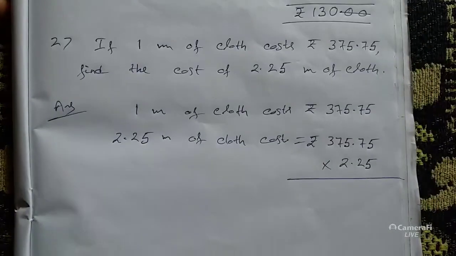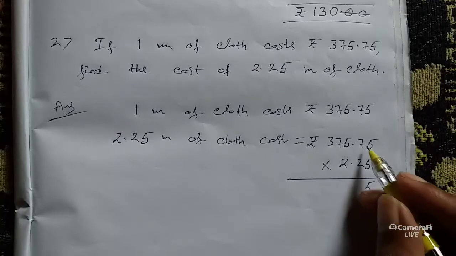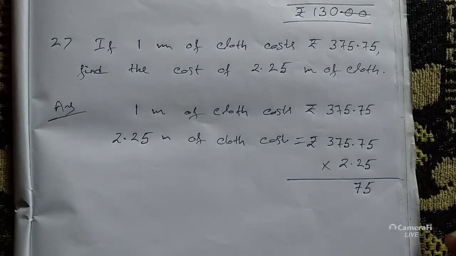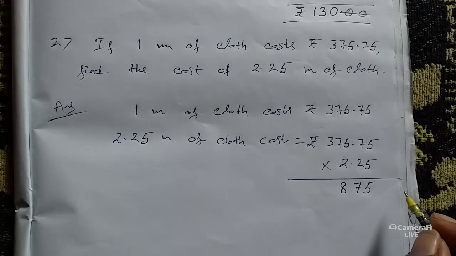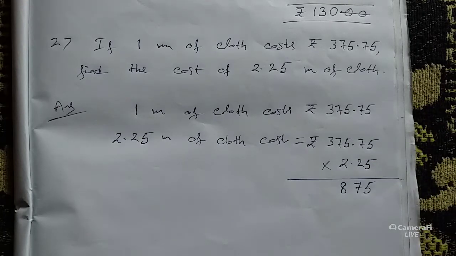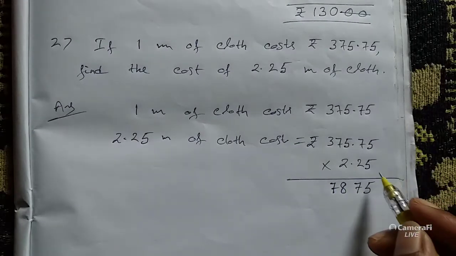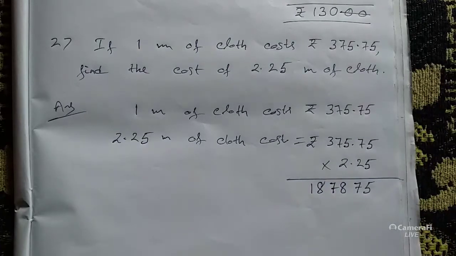Let us multiply. 5 5s are 25, 2 carry, 5 7s are 35 plus 2, 37, 3 carry, 5 5s are 25 plus 3, 28, 8 is here, 2 carry, 5 7s are 35 plus 2, 37, 3 carry, 5 3s are 15 plus 3, 18. That's complete for the first row.